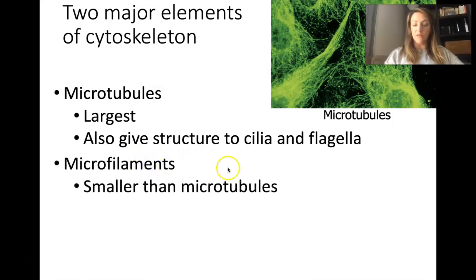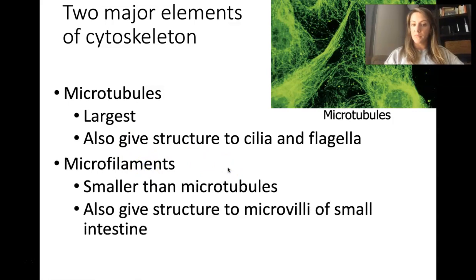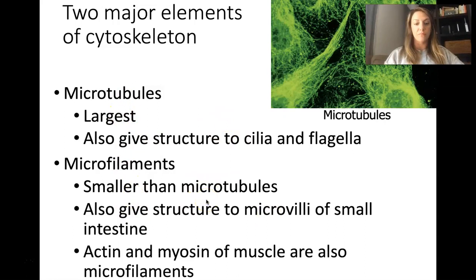Microfilaments, however, are a little bit smaller than microtubules, and they also give structure, but they're giving structure specifically to things like microvilli in the small intestine. So both structural components, different sizes, and have slightly different functions in terms of what they can give structure to. You might have heard of some of these components. Actin and myosin are muscle filaments that we'll talk a lot more about in a later chapter. Those are microfilaments.